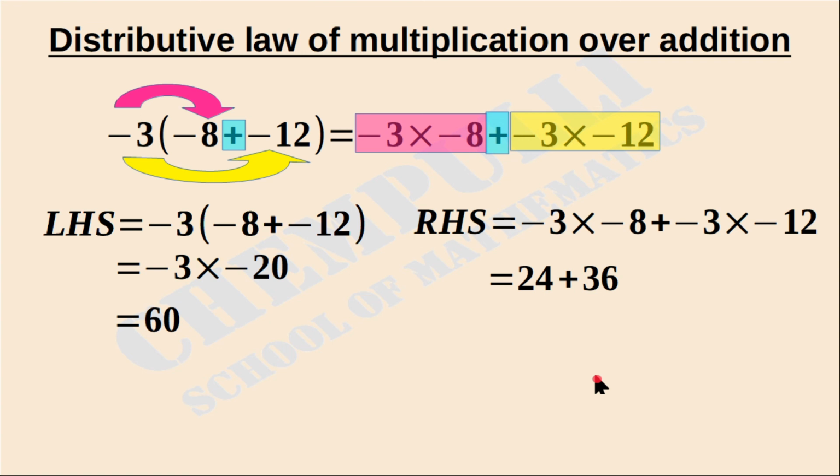Negative 3 times negative 8 is positive 24. Negative 3 times negative 12 is positive 36. That is 24 plus 36. What is the answer? 60. In both cases, we got the same answer. That means we verified the result of the distributive law of multiplication over addition. Thank you.